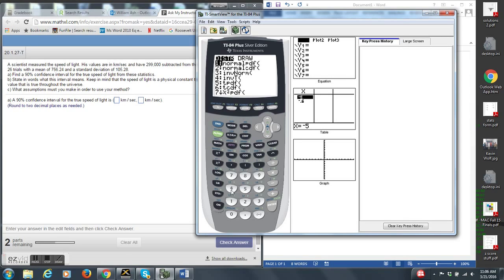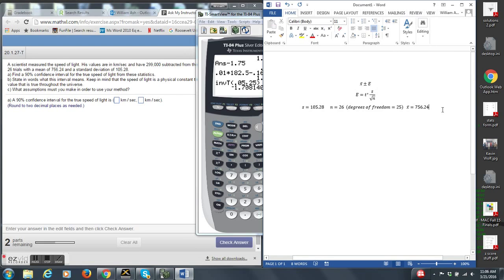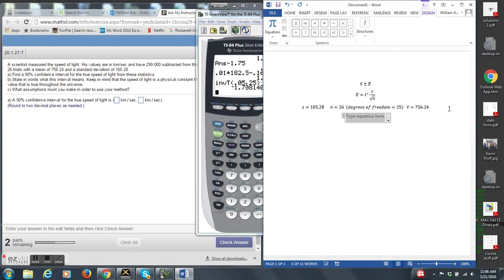So I'm going to type it in. I need the 0.05 because it's half of 10%. Then I just put in a comma and the degrees of freedom. So if I had 26 trials, degrees of freedom is n minus 1, so it's just going to be 25. And it's going to give me 1.71. And we take the positive value. So let me just type this in here: t equals 1.71.